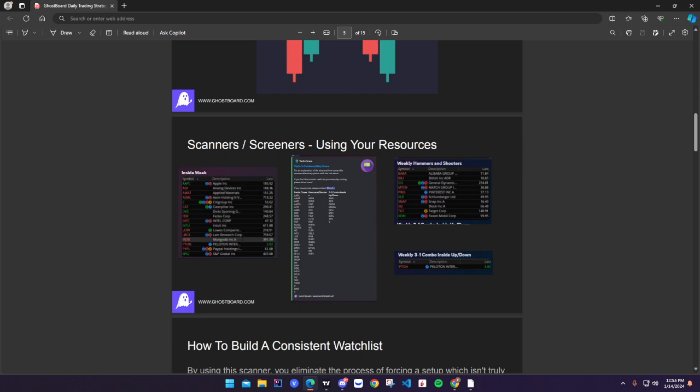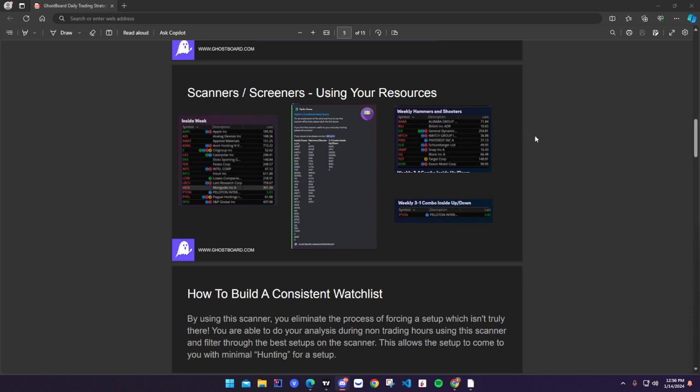If you're in the Discord, you've probably seen the channel we have called Scanners. You just go in there. All these pictures are right from that channel, so these are the most recent results from the scanner. If you're a premium member in the Discord, you have access to these for free. They are paid scanners, so if you want access, you would have to pay.